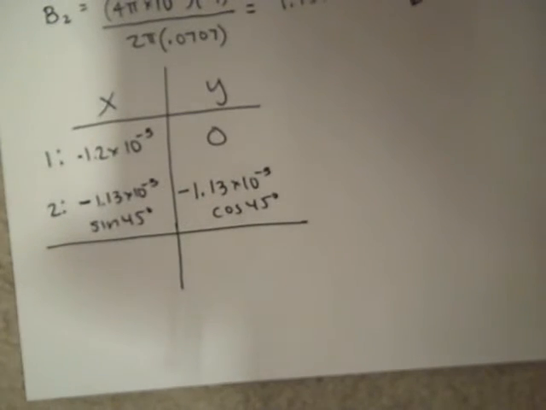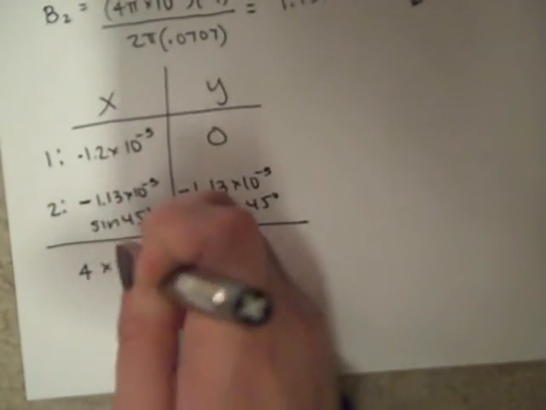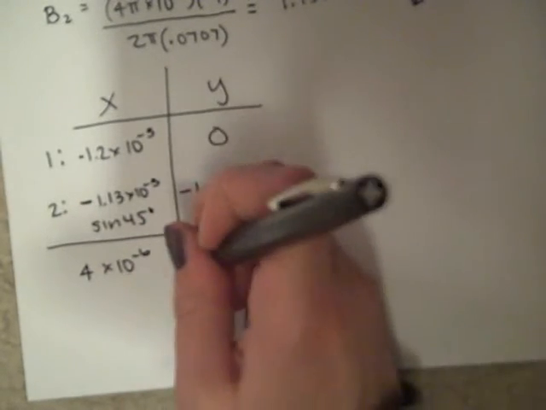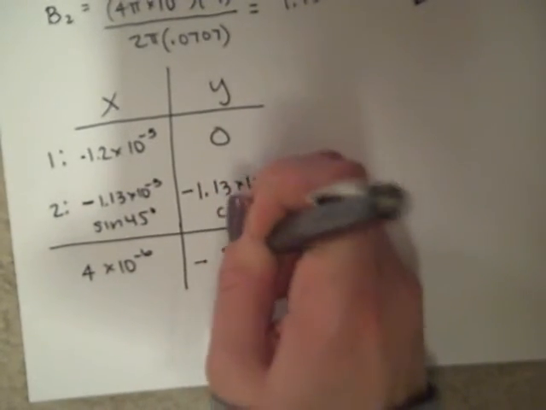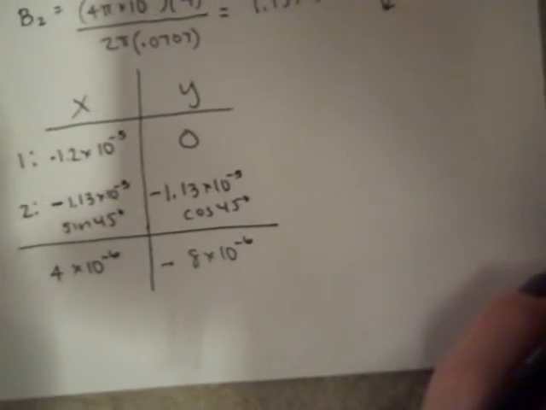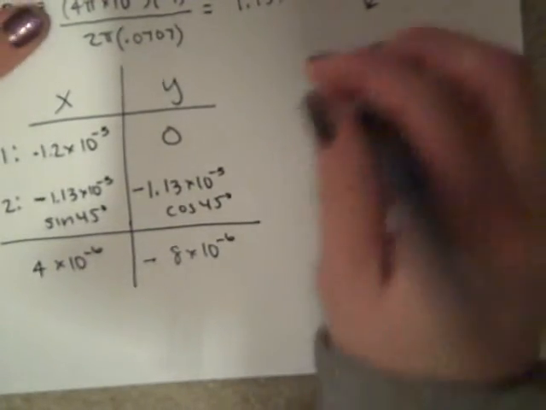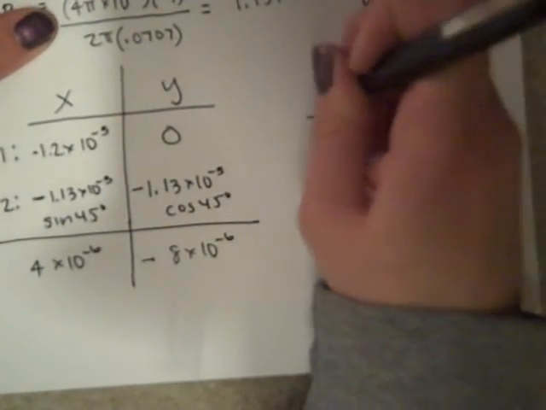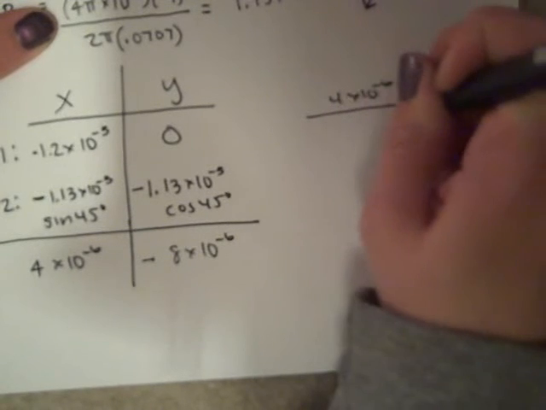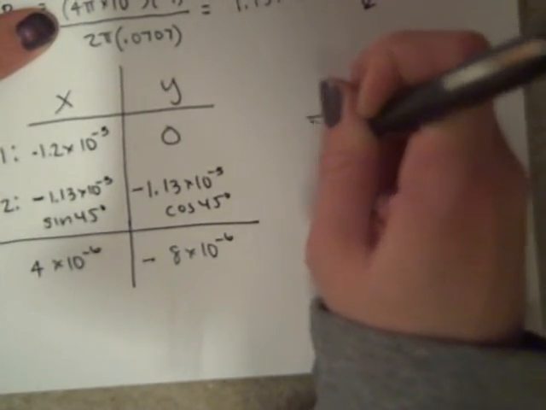And now that we've broken them down into components, we can add our components. And what you're going to get is a positive 4 times 10 to the negative 6 Teslas in the X direction, and a negative 8 times 10 to the negative 6 Teslas in the Y direction. Finally then, if I go ahead and combine my vectors back together, I have 4 times 10 to the negative 6 in the X, and 8 times 10 to the negative 6 in the Y.